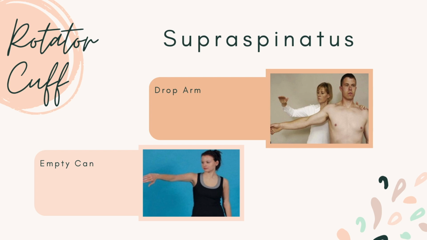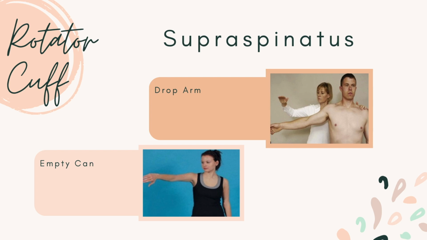If they're able to hold the position, meaning they have the strength to hold it, you release the arm and ask the patient to lower it. A positive finding would be that they're unable to lower the arm, so they don't have any control and the arm just drops, or they have severe pain during lowering.